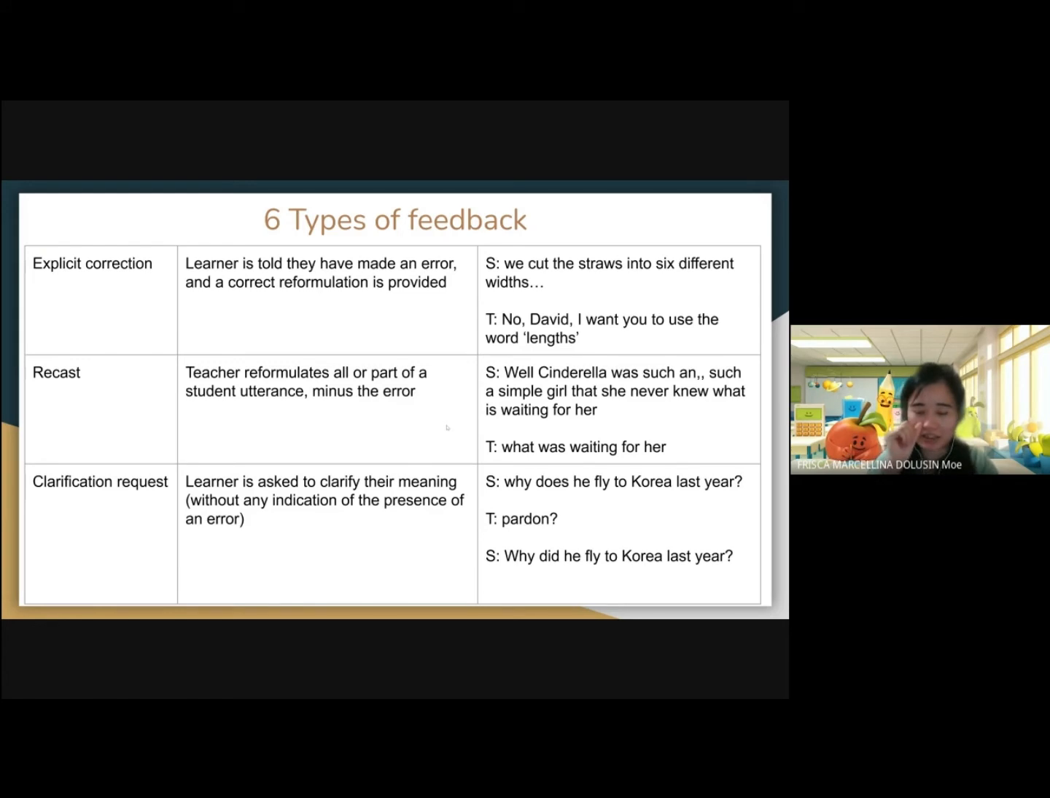Okay, so this one, the teacher reformulates all or part of the student utterance minus the error, meaning the teacher doesn't say what is wrong with the sentence. Instead, he or she just straight away gives the correct answer.